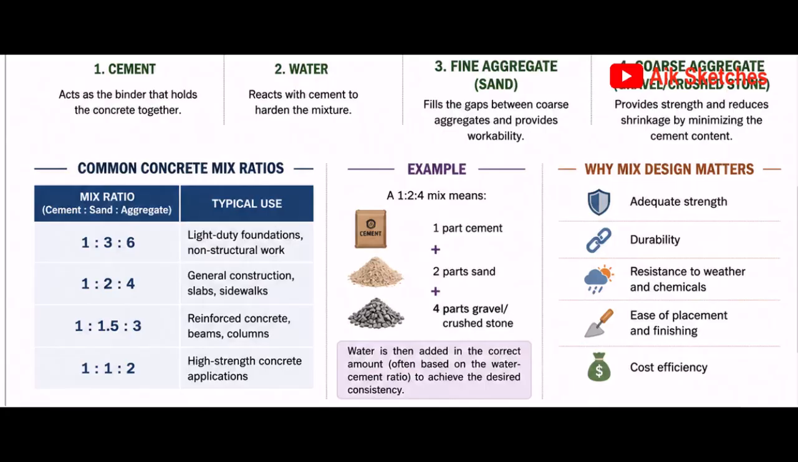The common concrete mix ratios are as follows. We have mix ratio 1:3:6, which is typically used for light duty foundations and non-structural work. The next mix ratio we're going to be looking at is the mix ratio of 1:2:4. Its typical use is for general construction, slabs, and sidewalks.